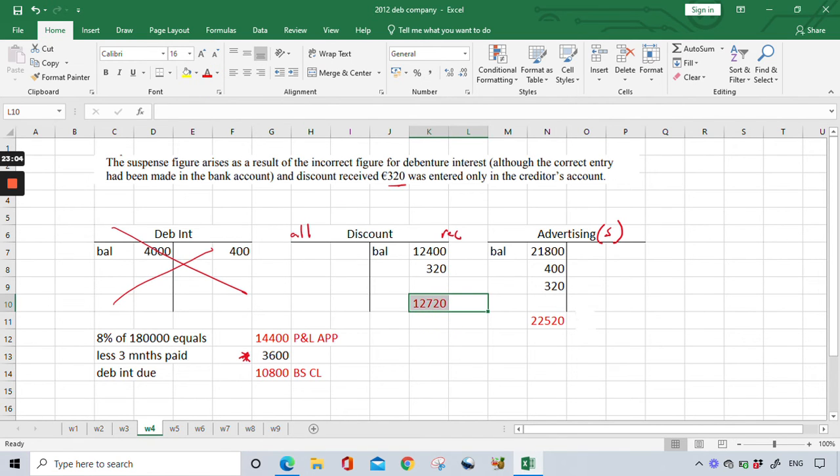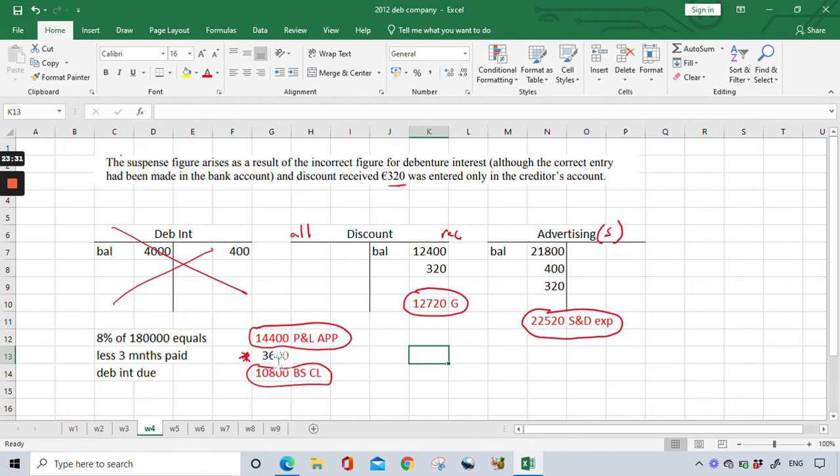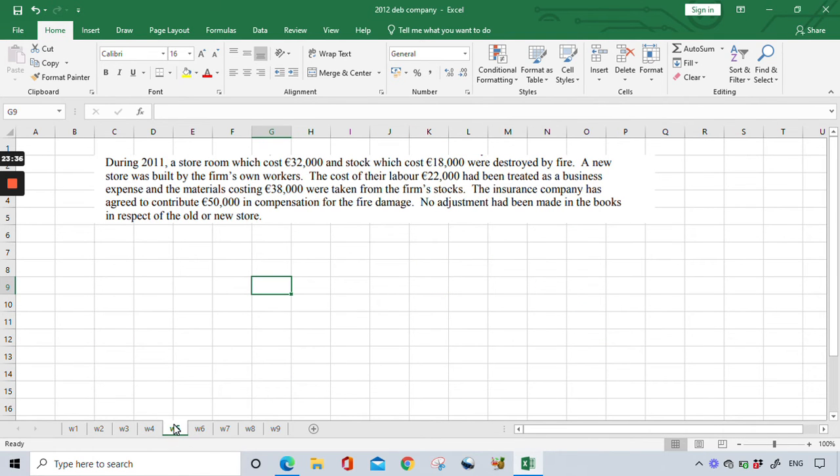Okay, so advertising is a S&D expense. This is discount received, so it is a gain or an other income. So 4 figures. Gain, selling and distribution expense, because that's what advertising's for. This is debenture interest for the year, and this is debenture interest due. That's it.